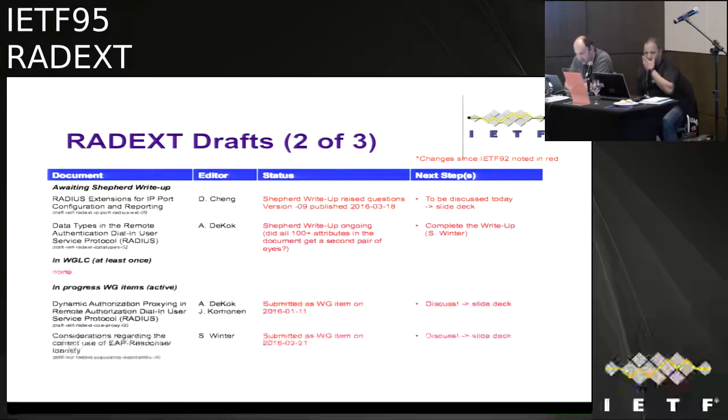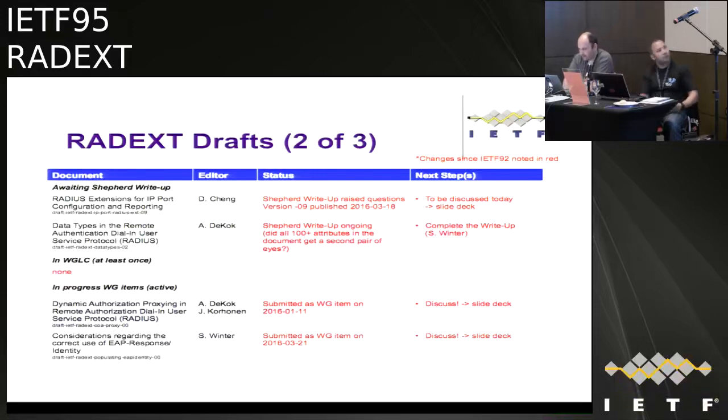And then we have my draft on considerations regarding the correct use of EAP Response/Identity, which triggered a fair amount of discussion on the mailing list, which I didn't expect at this stage, but never mind, that was fun. So this was the initial draft submitted on 2016, March 21. Meanwhile, thanks to all this lively discussion, I have lots of homework to complete for a -01 revision. And I do have a slide deck which tries to summarize all those things we've been talking about.